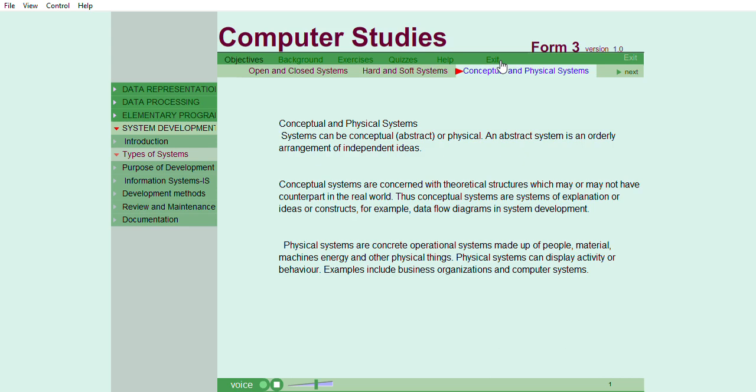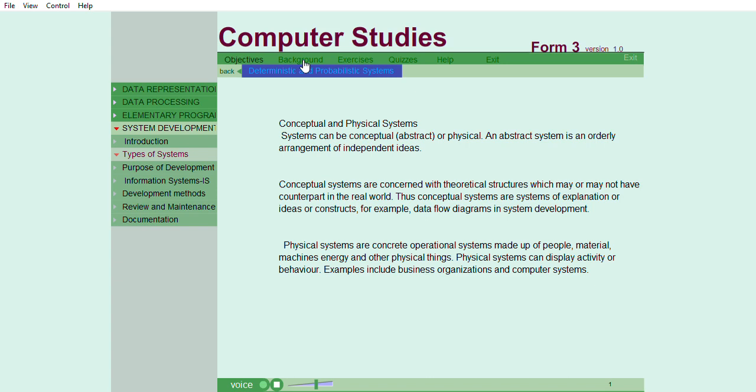Conceptual or physical systems. Systems can be conceptual, abstract, or physical. An abstract system is an orderly arrangement of independent ideas. Conceptual systems are concerned with theoretical structures which may or may not have counterparts in the real world. Thus, conceptual systems are systems of explanation or ideas or constructs. For example, data flow diagrams in system development.